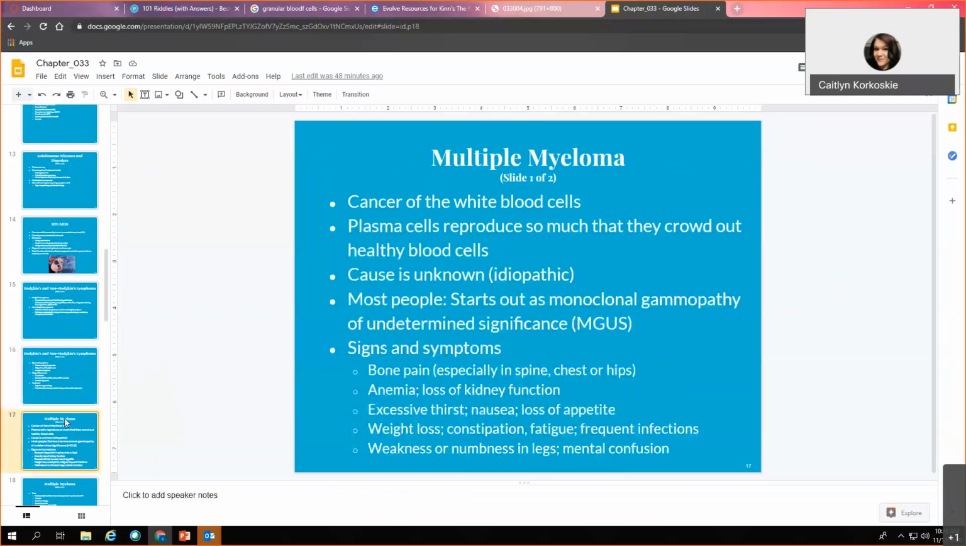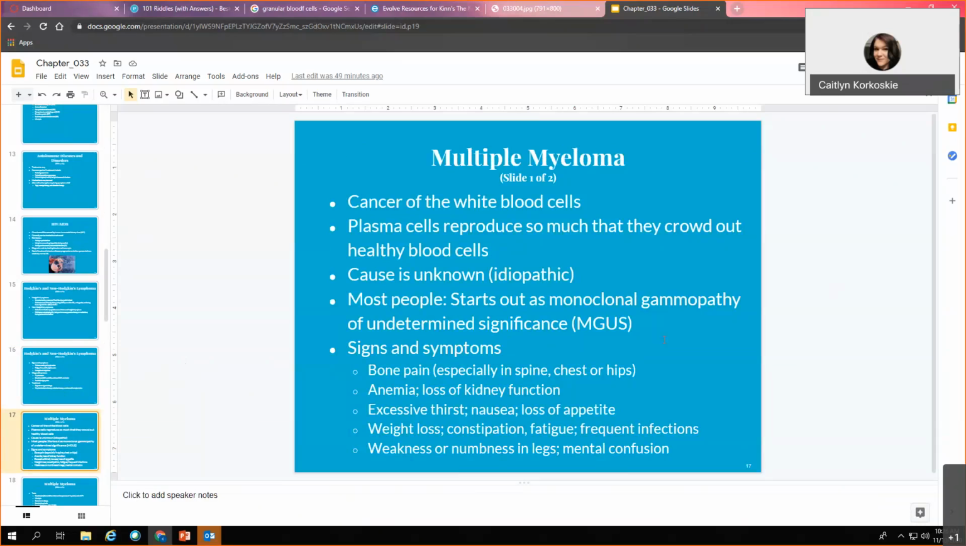But yeah, again, some of those lab tests they would do to check for an immune response. So multiple myeloma would be cancer of the white blood cells. Plasma cells reproduce so much that they crowd healthy blood cells.